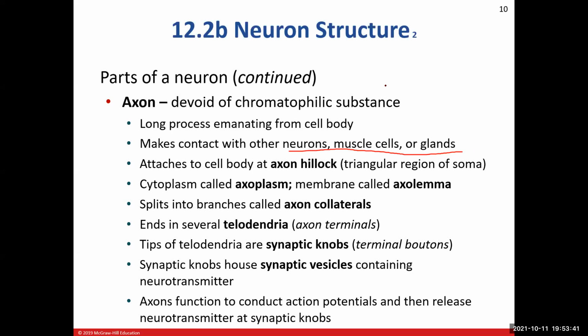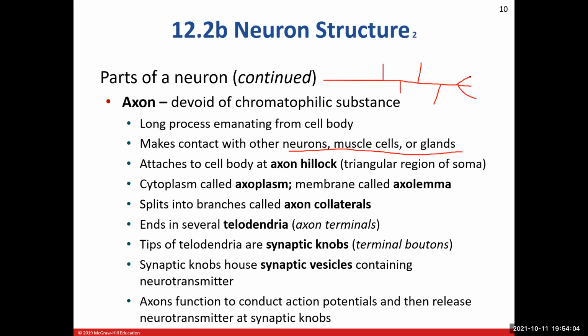Sometimes our axons will have branches that come off. They'll go a bunch of different directions, and those are called axon collaterals. They might go out to another muscle somewhere else or another gland somewhere else. And at the very end of our axon, we have these little branches that come off, and those are our telodendra, the axon terminals.